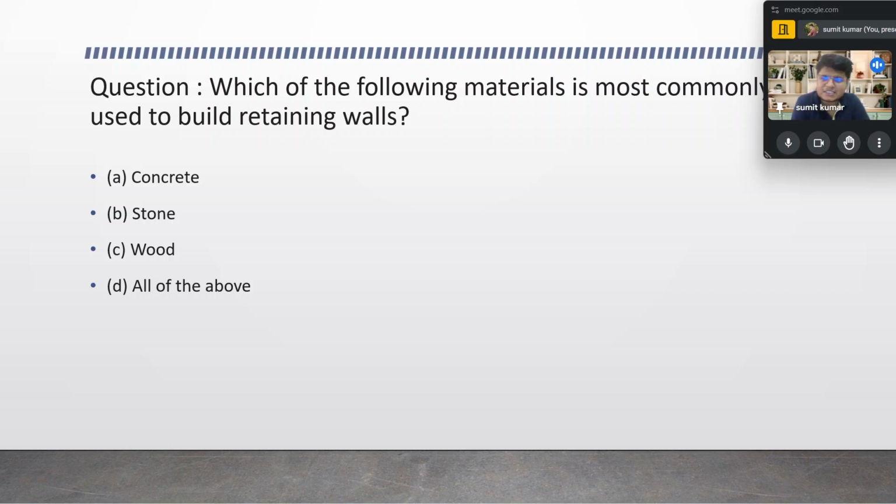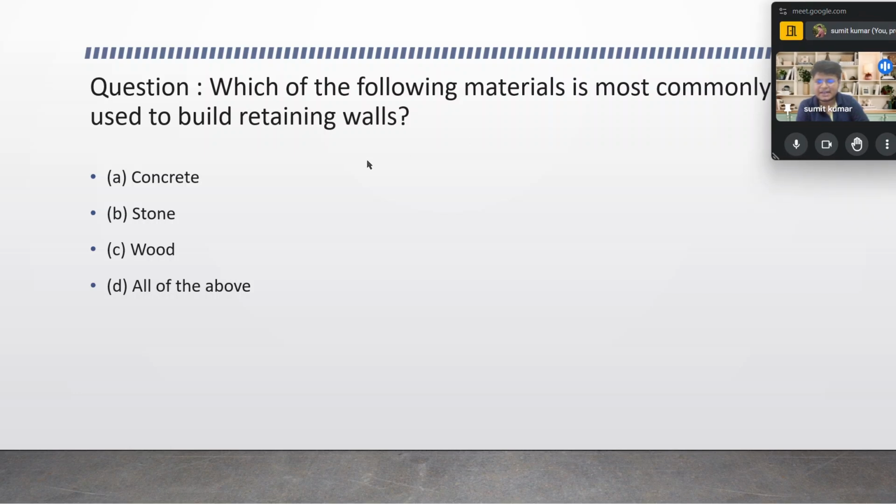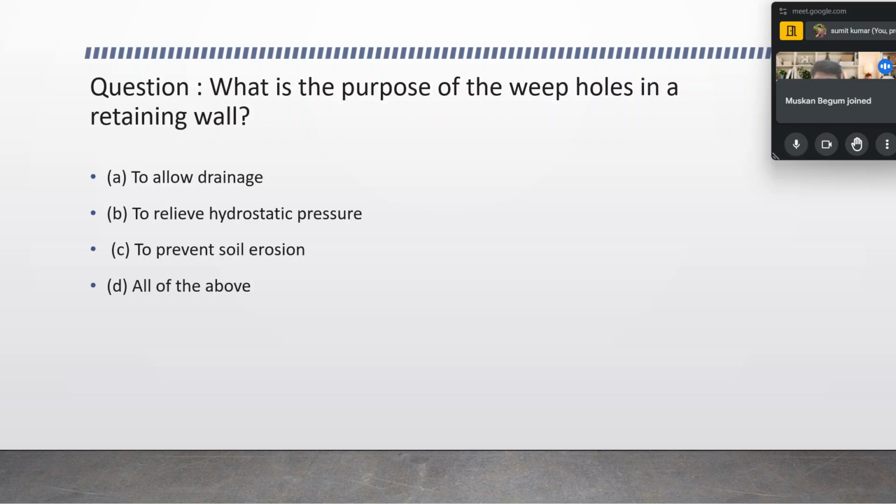Which of the following materials is most commonly used to build a retaining wall? Concrete, stone, wood. But over here, we know that for the retaining wall, we can use all of them for the different aspects where we are creating them. Okay. Now the question is about the purpose.